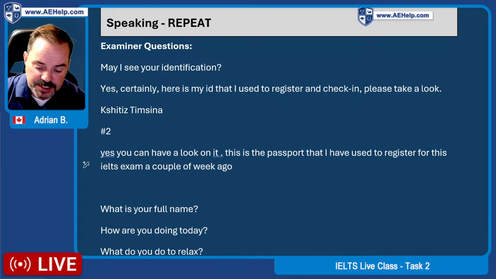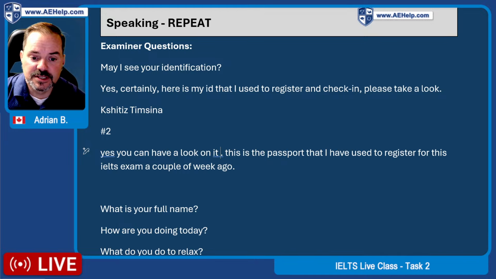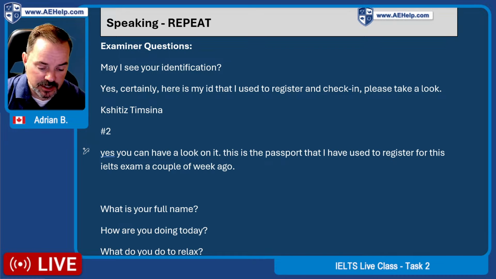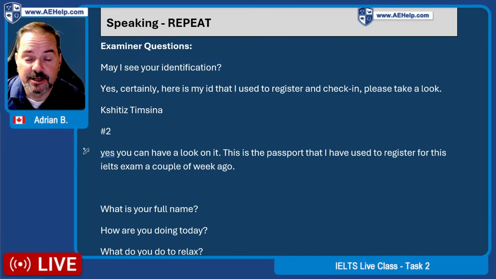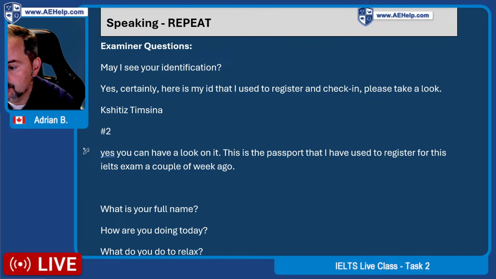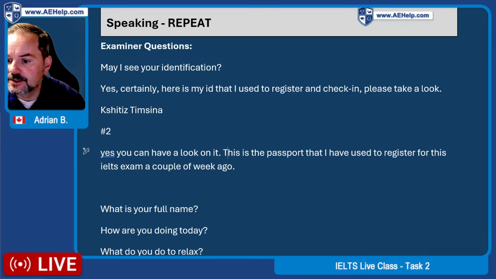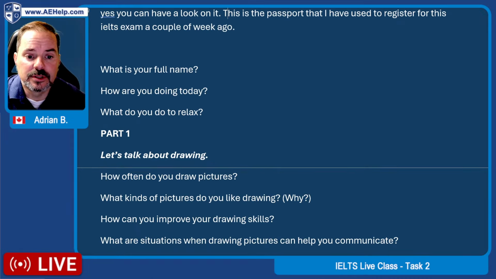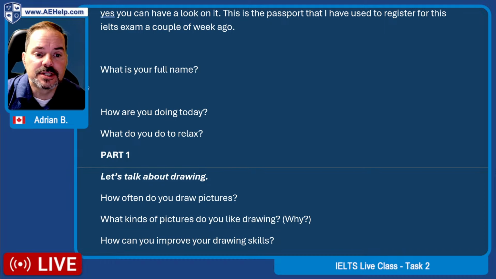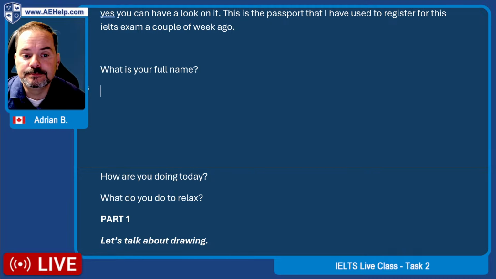Okay, no mistakes in these first couple of sentences, students. You don't want to have the examiner thinking, okay, student's not bad, but they can't be a band 8 or a band 9 because they're making mistakes in the introduction, right? All right, students, after or while you're showing your passport, the examiner will ask you for your name. They will say, what is your full name?